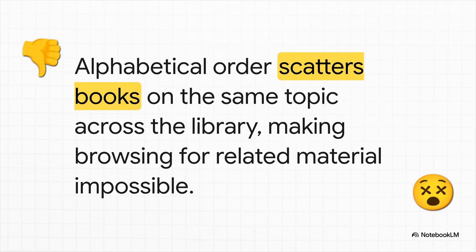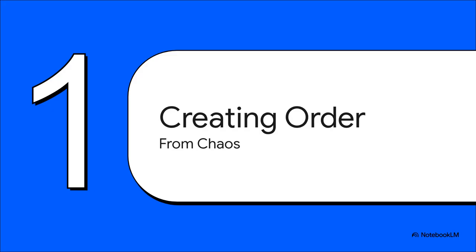Just imagine you want a book about astronomy. A book called An Introduction to Astrophysics would be under A, sure, but The Cosmos would be way over in T, and Stargazing for Beginners would be all the way over in S. Finding all the books on one topic would mean you'd have to search the entire library. It completely defeats the purpose of browsing, which is honestly one of the best parts of being in a library. So yeah, these simple solutions, they just don't work.